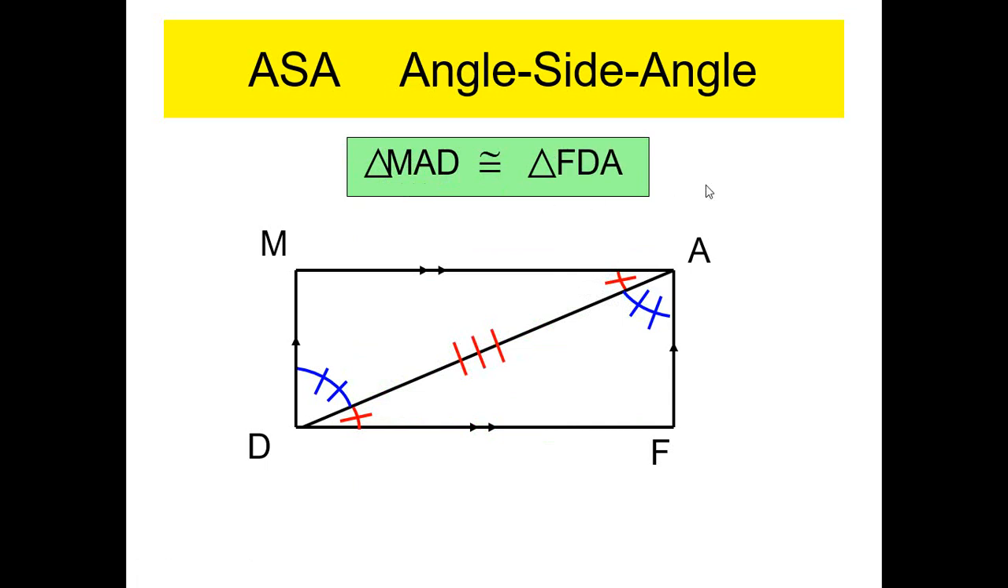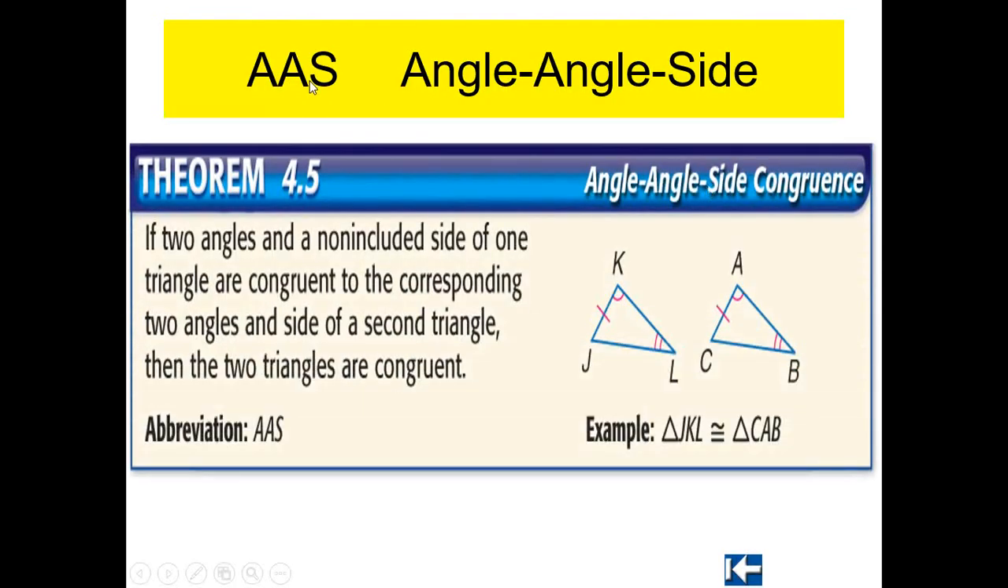Let's move on. All right, angle, angle, side. When you have two angles and then some other side, okay, see the side that's not in between? It's not in between the two angles that are congruent, right? So you got two angles that are next to each other and then some other side. And so this is called angle, angle, side.